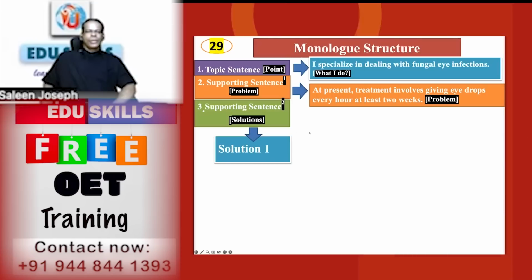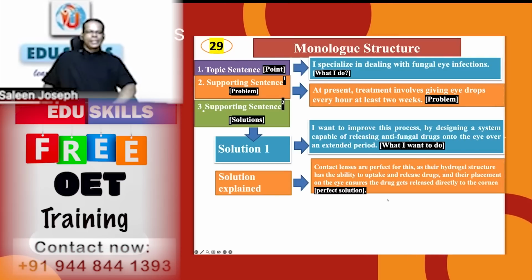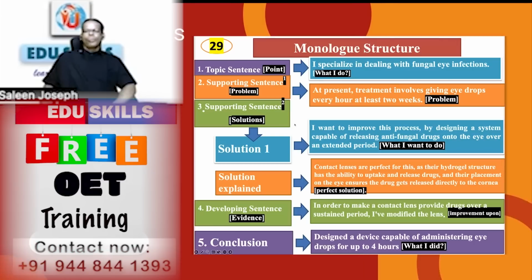Already I have said. Then you have supporting sentence 1, the solution is explained, what I want to do. Then the solution explained, the perfect solution. Then the developing sentence, evidence given. There is evidence in order to make a contact lens provide drugs over a sustained period. I have modified the lenses. Then conclusion. So topic sentence, supporting sentence, developing sentence.